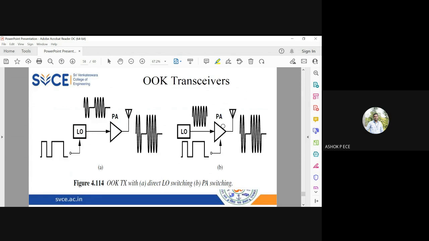And two architectures you can see: either the signal is given to the LO and the LO is modulated, and then the amplifier does only the amplification. But here you see the signal from the LO is given to the PA, and the PA will take care of switching the signal. So the LO will generate a constant sine wave to your PA, and the PA will take care of switching the signal based on the baseband signal. So two configurations are available with OOK transceivers.